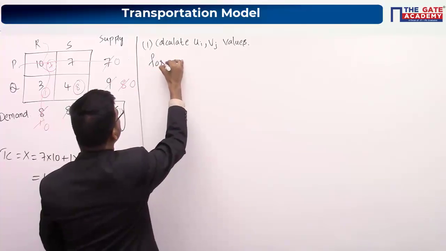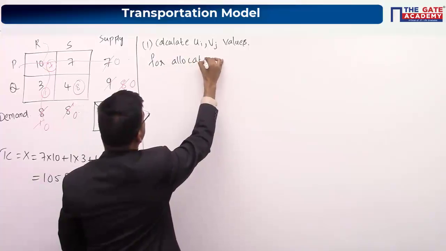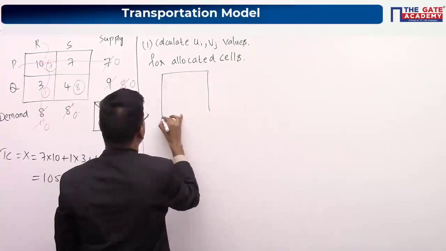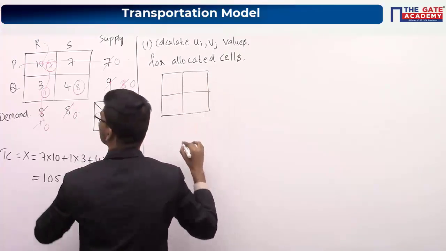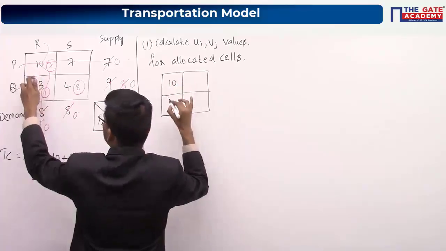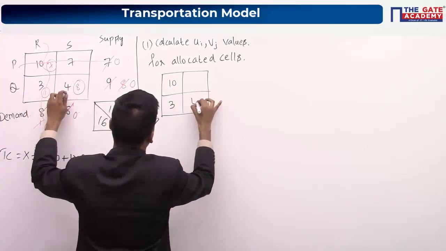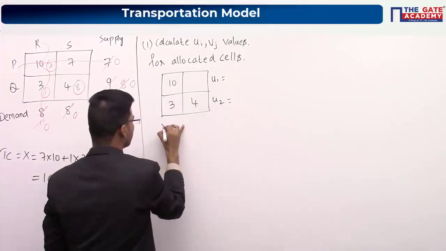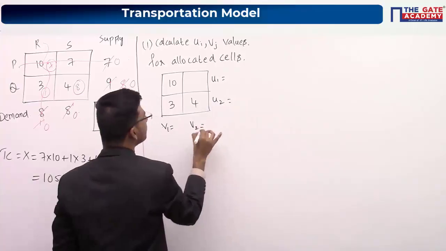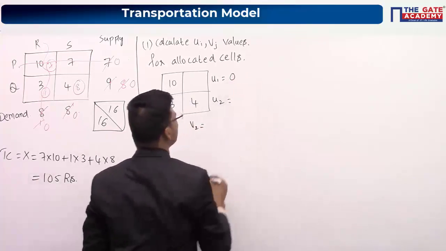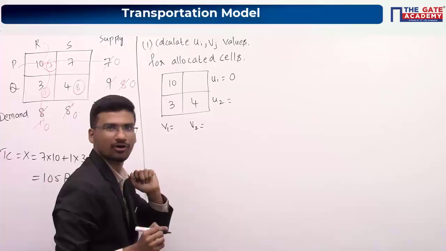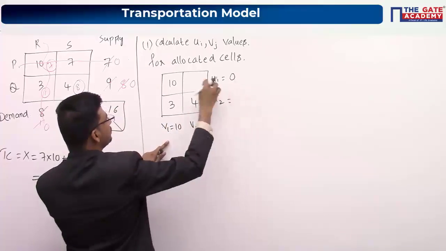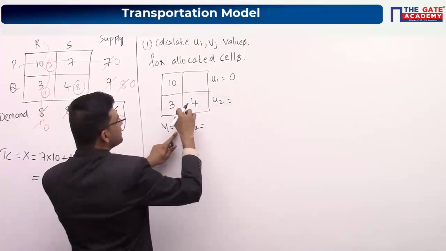So take down the cost values which are present in allocated cells. The allocated cells are 10, 3 and 4. So U1, U2, V1, V2. What about the U1 value? I am just assuming it as 0. So this will be 10. That means 10 plus 0, it is 10.